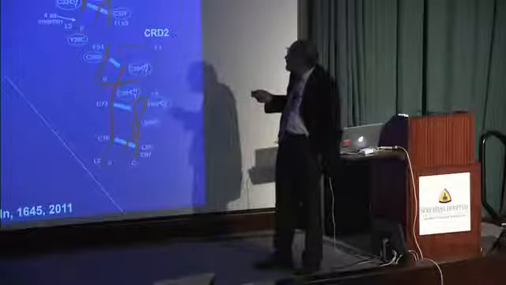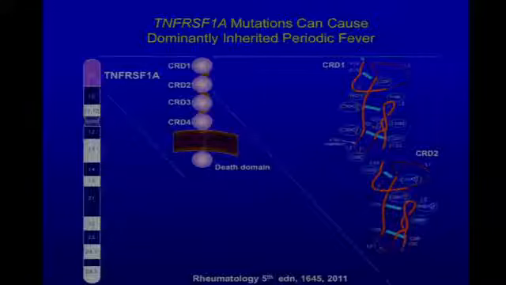So anyway, the mutations that they found are mutations that disrupt this loop-de-loop structure. There's a fancy folding structure of these cysteine-rich domains that basically involves the formation of disulfide bonds. And the disulfide bonds essentially form between cysteines. And if you have a mutation that substitutes something else for a cysteine, the disulfide bond can't form.